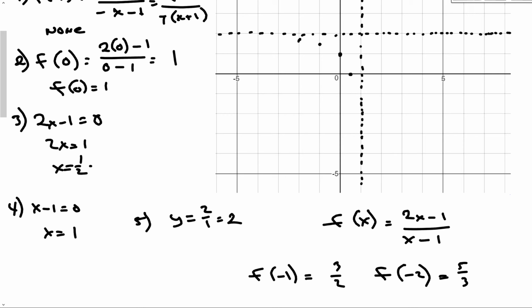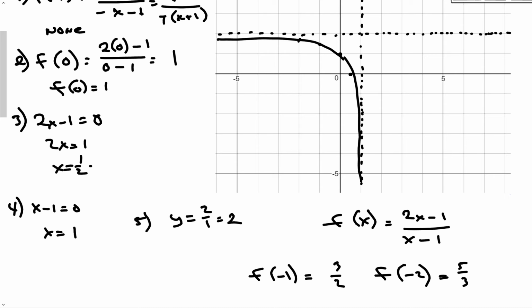And now I can see what the left side of this function looks like because I know it's going to get closer and closer and closer to 2 there. And as I turn around and go down, it's going to get closer and closer to the vertical asymptote there without crossing.